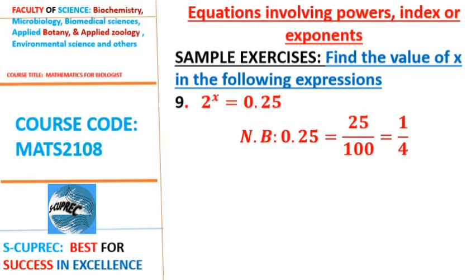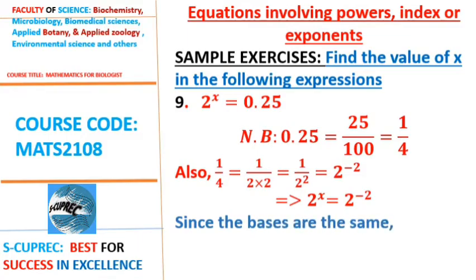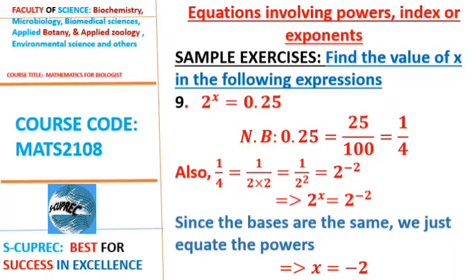And 25 on 100 is the same as 1 on 4. Also you have to know that 1 on 4 is the same as 1 divided by 2 times 2, which is the same as 1 divided by 2 raised to the power 2. By the law of negative powers, this is the same as 2 raised to the power minus 2. So now you see that the bases are the same. So we have 2 raised to the power x equals 2 raised to the power minus 2. And since the bases are the same, we just equate the powers. And this gives our value of x to be minus 2.